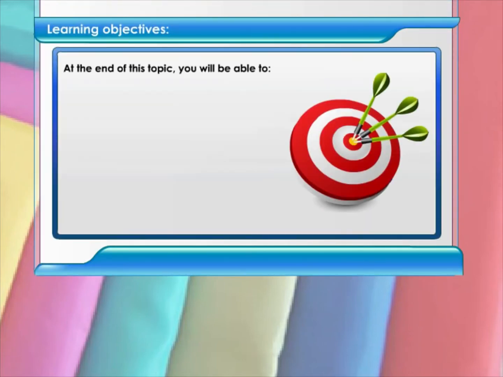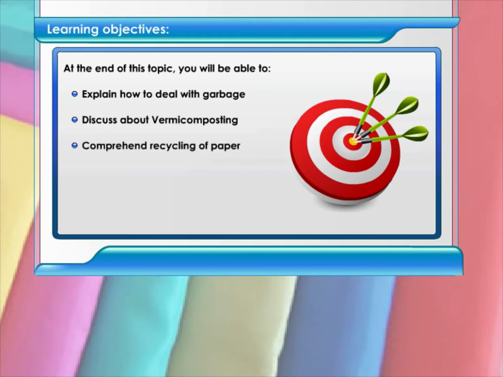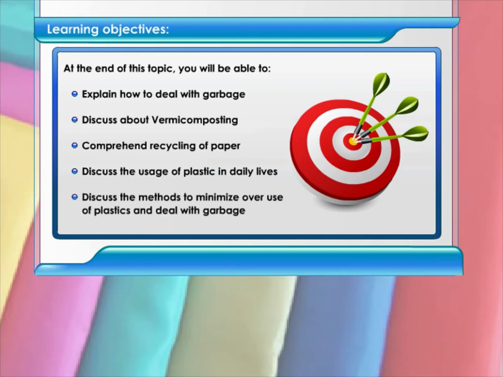Learning objectives. At the end of this topic, you will be able to explain how to deal with garbage, discuss vermicomposting, comprehend recycling of paper, discuss the usage of plastic in daily lives, discuss the methods to minimize overuse of plastics, and deal with garbage.